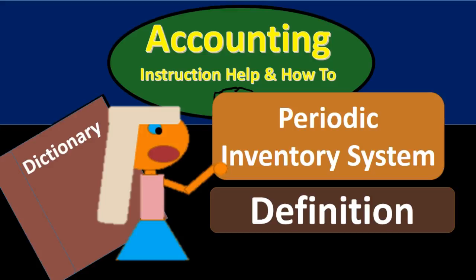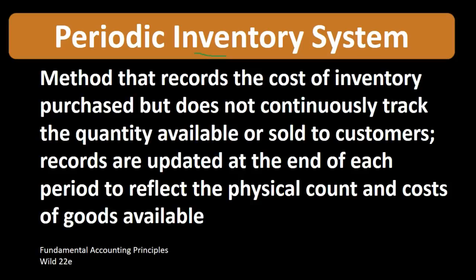Hello, in this lecture we're going to define periodic inventory system. According to Fundamental Accounting Principles, WOW 22nd edition, the definition of periodic inventory system is a method that records cost of inventory purchased but does not continuously track the quantity available or sold to customers. Records are updated at the end of each period to reflect the physical count and cost of goods available.